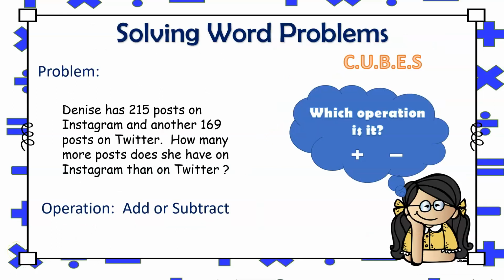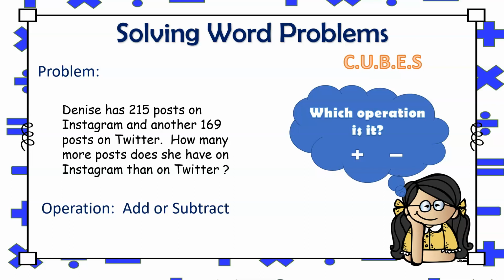Now let's see how this can be done using this example. As you can see, we have cubes written off to the side, and as I go through each step, I will cross out one letter at a time. Denise has 215 posts on Instagram and another 169 posts on Twitter. How many more posts does she have on Instagram than on Twitter?